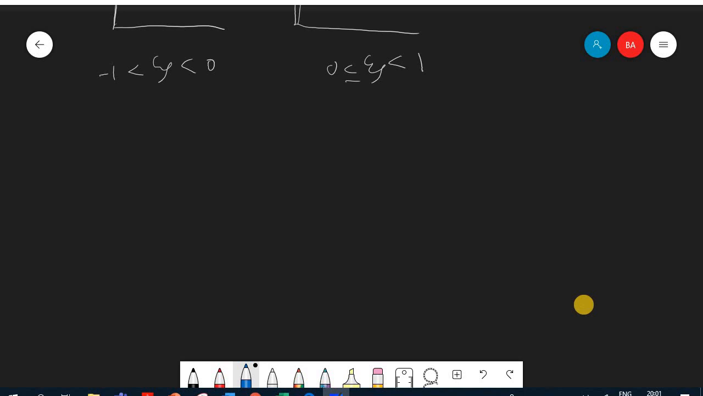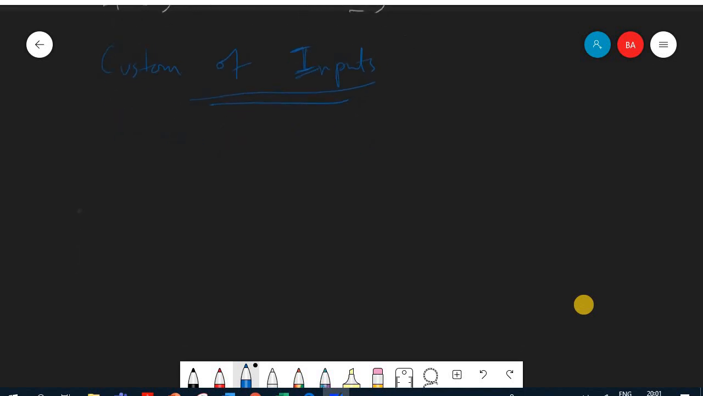So here I'm going to explain the custom inputs. And as I finish chapter 4, we need to solve many problems so that we can catch up with all the things that we have studied, and then I can enter chapters 5 and 6. We will see how that goes with solving problems. But let's start with the custom inputs.